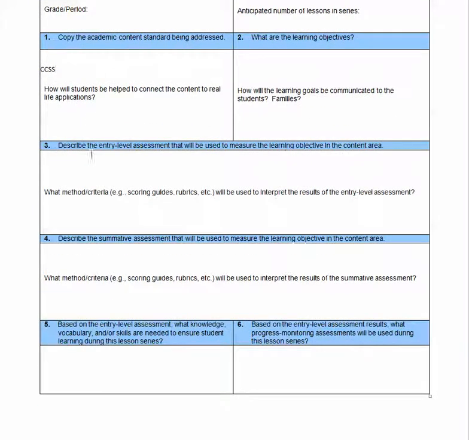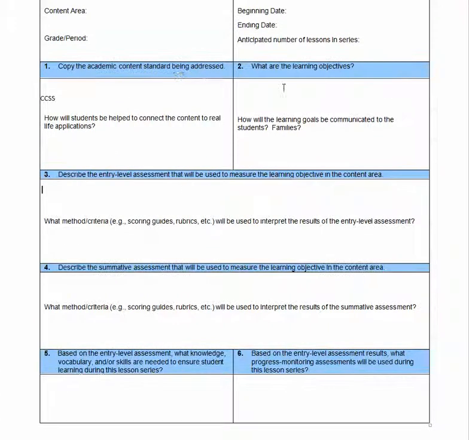Within the unit, you'll develop an entry-level assessment to get an idea of where your students are as they begin the unit. It can be any type of assessment that you want. It could be a quick write, it could be tests that your district or your school already administers that you have access to. They could be performance assessments, any type of assessment that directly relates to the content standards and the learning objectives that they're trying to achieve.